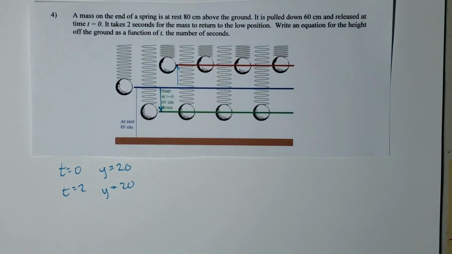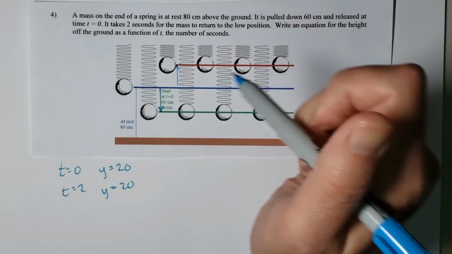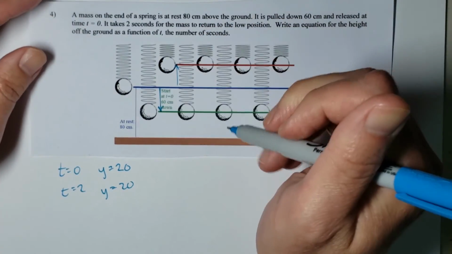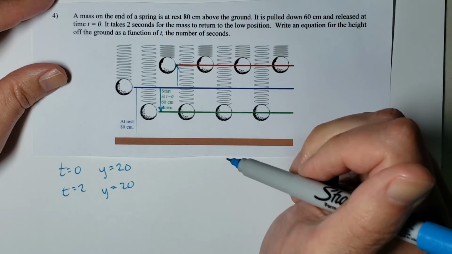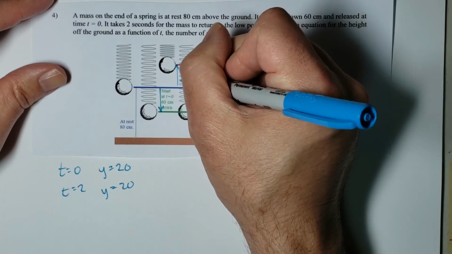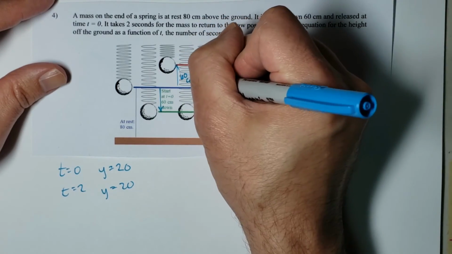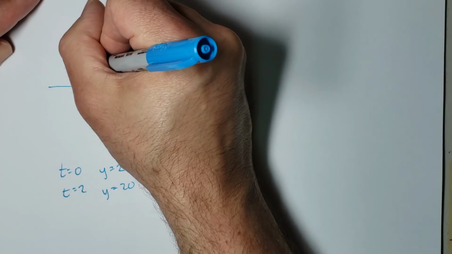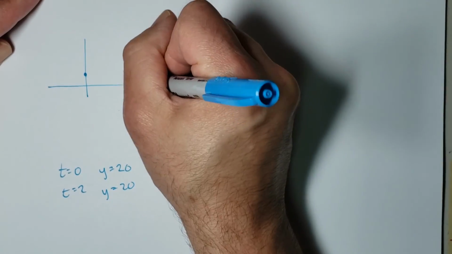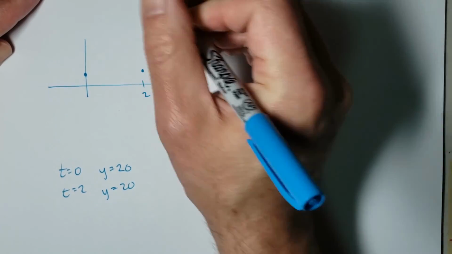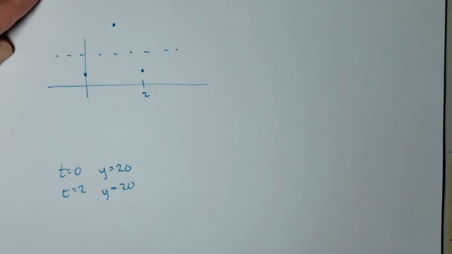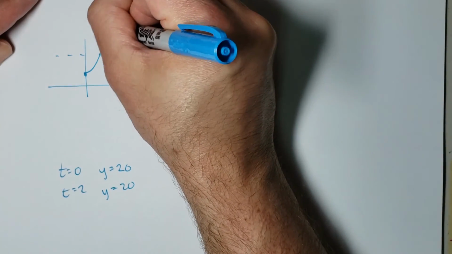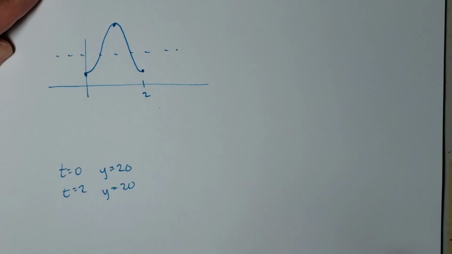Hopefully you understand how springs work, that this distance down is the same as this distance up. Typically, if we had been in class, we would have done a lab with springs and weights, measuring things and doing this for real, but here we are. So that would be the same 60 centimeters up as well. If we graph this, at time 0 we're at 20, at time 2 we're back down to 20, but we have to go up to our maximum in the middle. So it looks like that.